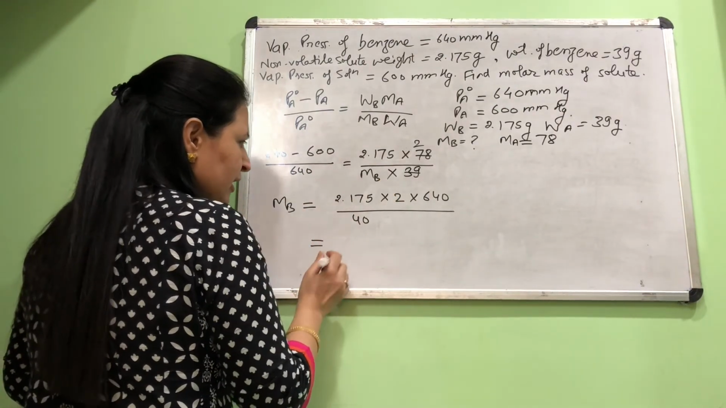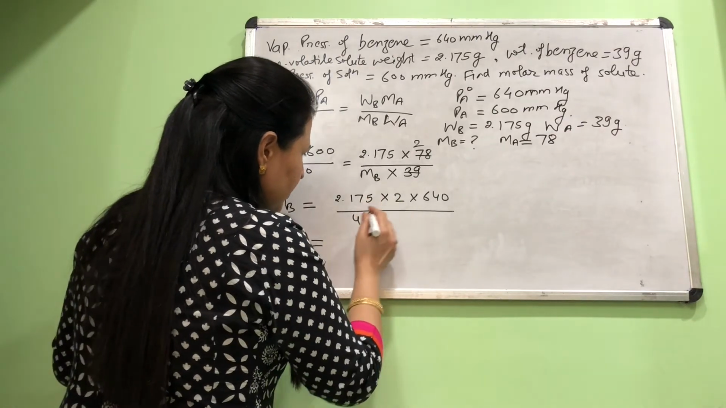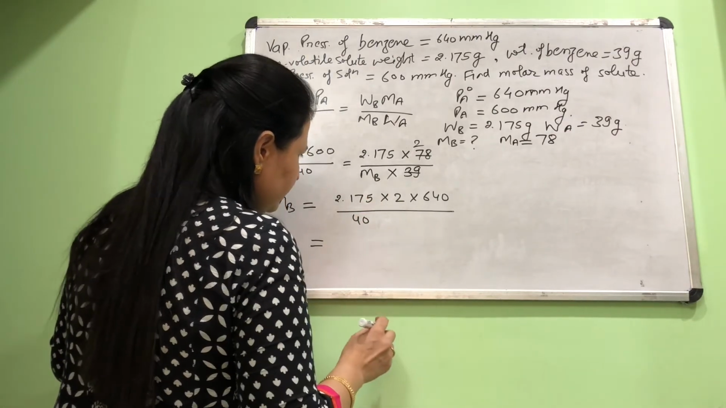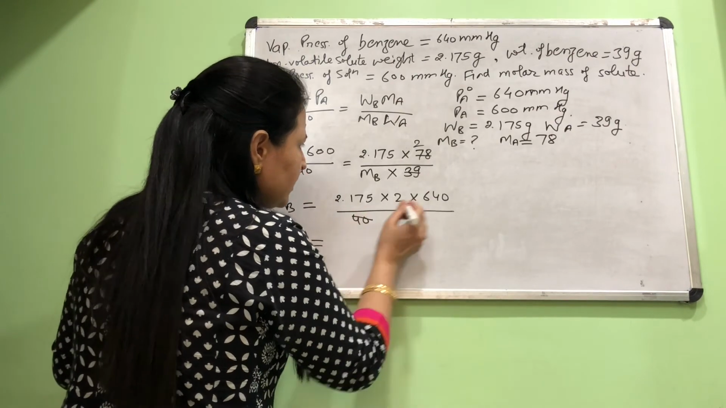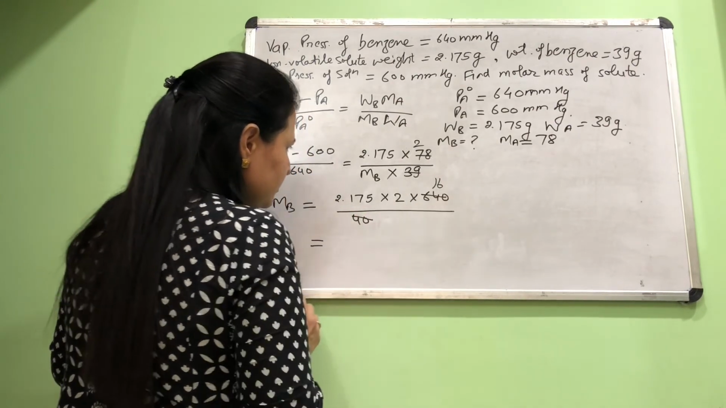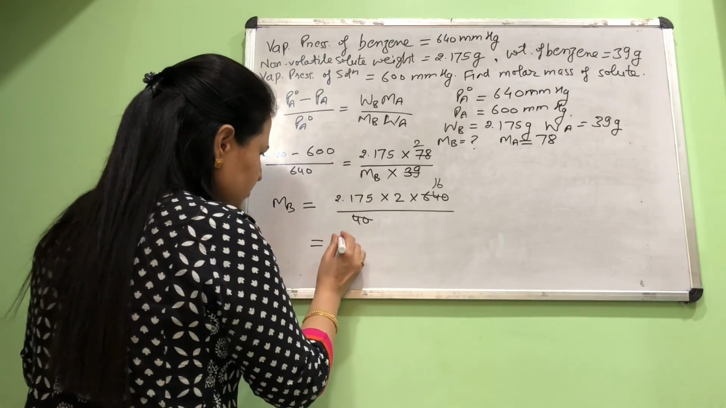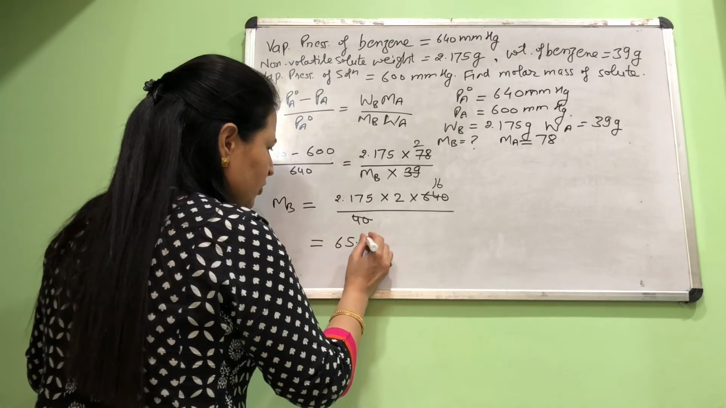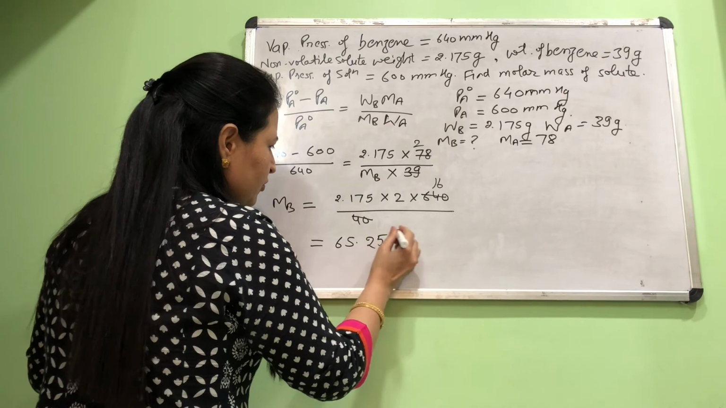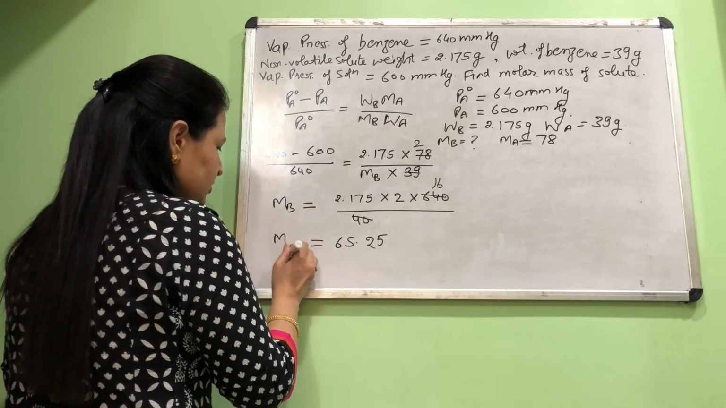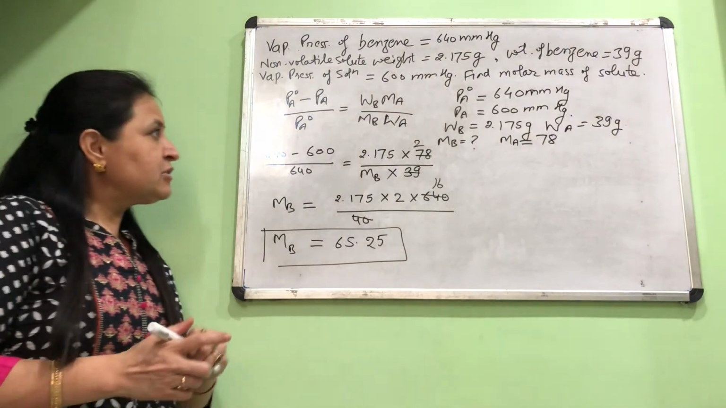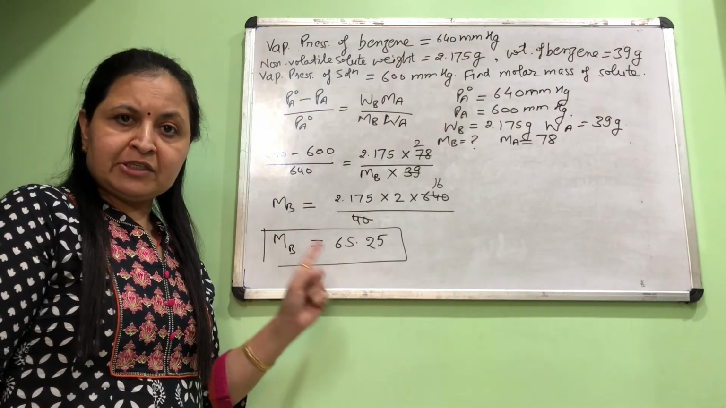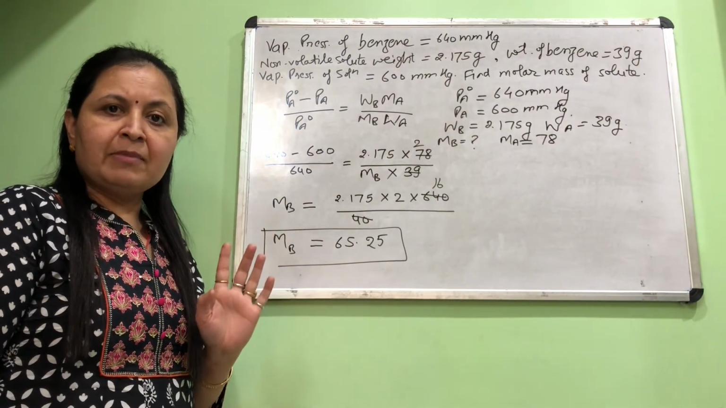So let's go for the calculation. If you look at these values and you calculate, this also cancels by 16. So you have 32 into 2. This will nearly come 65 point something, maybe 65.25, the molar mass of the unknown substance. So this is your answer. I hope you got it. So this is how we use the relative lowering of vapor pressure quantity to find the molecular mass of an unknown.